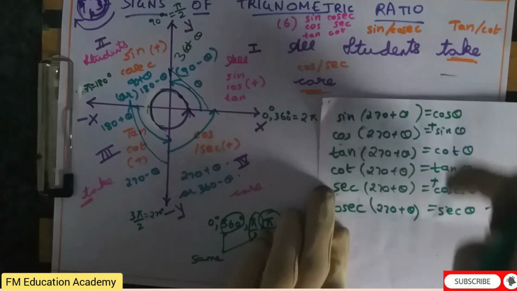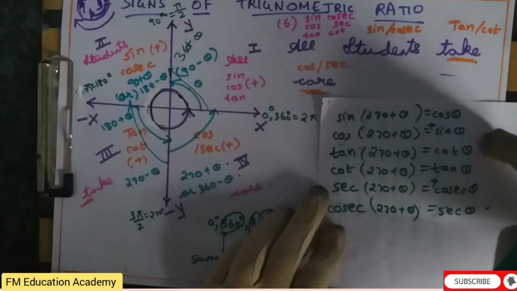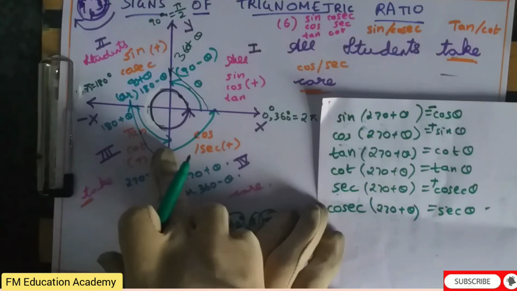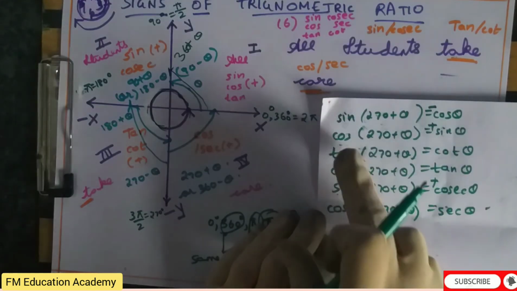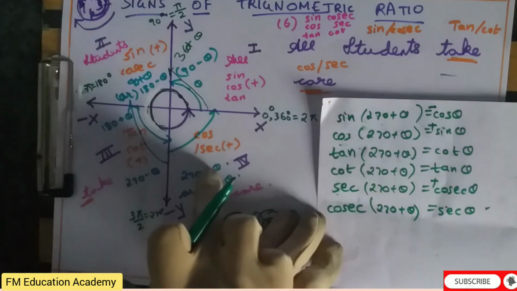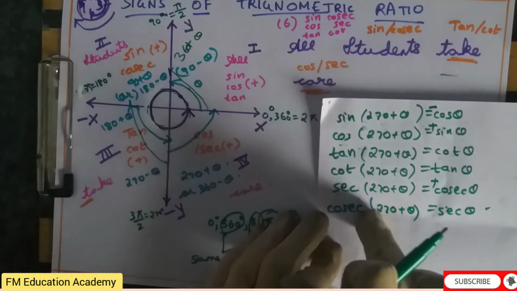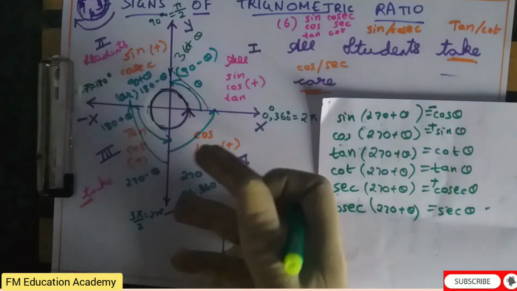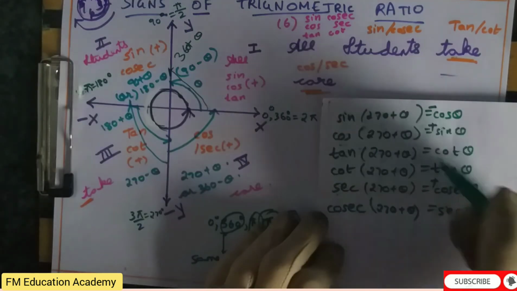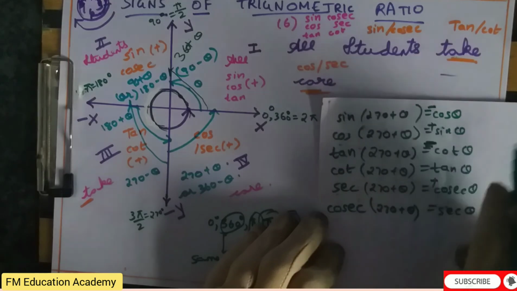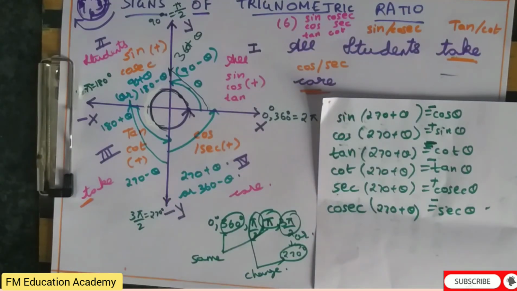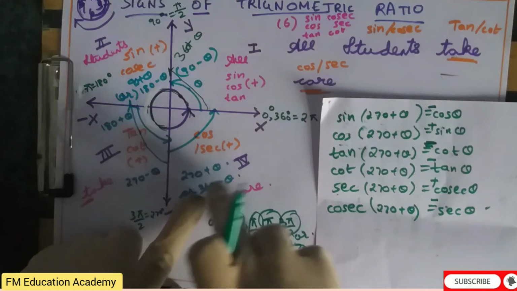The rest all four, that is sine, cot, tan and cosecant, will be negative in the fourth quadrant, because sine is negative, tan is negative, cot is negative, and also cosecant is negative in the fourth quadrant. Why? Because only cos and secant are positive in the fourth quadrant. So the remaining four will be negative. Minus, minus, minus.